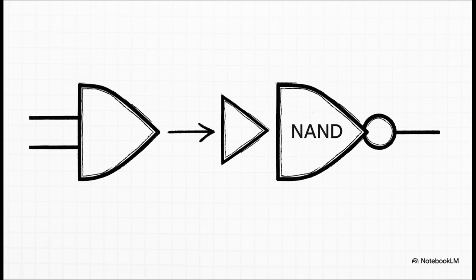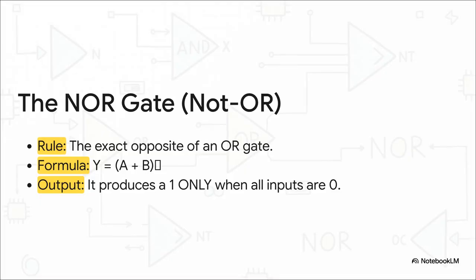This means the only time a NAND gate outputs a 0 is when all of its inputs are 1. And you can probably guess what's next. The NOR gate is a NOT OR gate. Same idea. It's an OR gate, but with its output flipped. It only gives you a 1 in that one single case where all of its inputs are 0. Any other time, the output is 0.